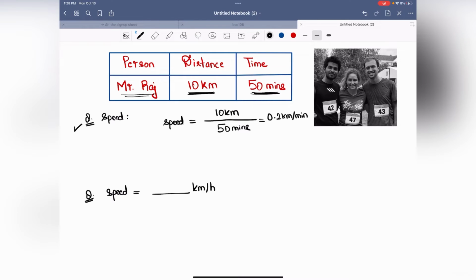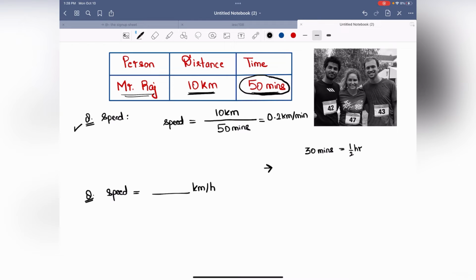And to do this, the first thing you need to know is how to convert this time into hours. Because if you can convert 50 minutes into hours, then you can again use the same equation, 10 divided by whatever number of hours I took to run this 10 kilometer. How do I do that? So if I ask you how many hours are in 30 minutes, you will say half, because 30 minutes is half an hour. And you're right, it's half an hour.